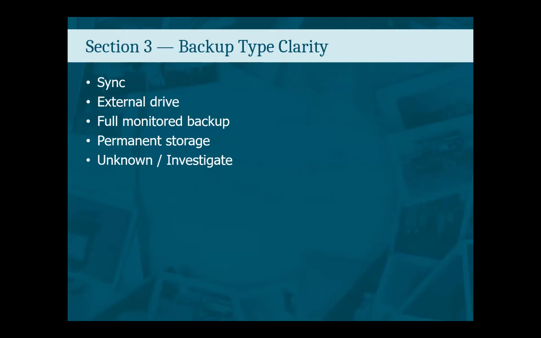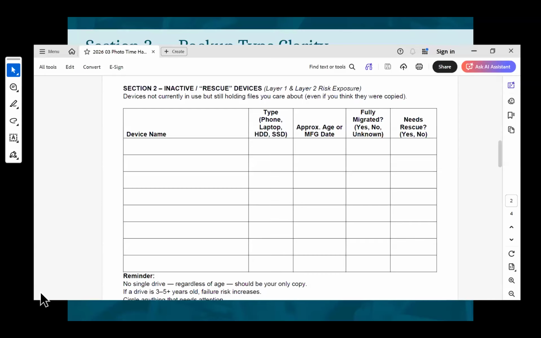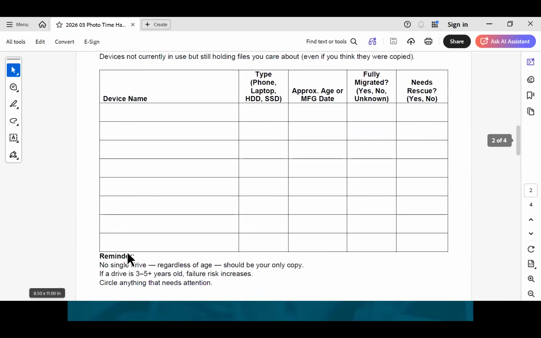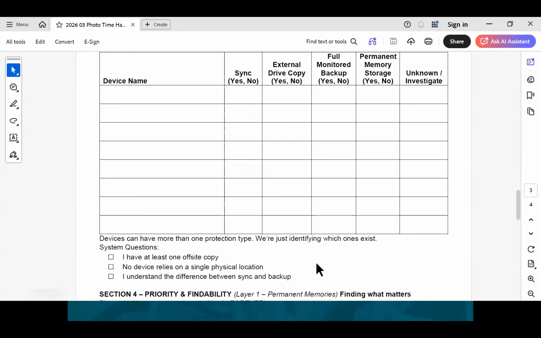And I have found as I was doing some of my audits that you can have devices that have more than one protection type. It is not necessarily uncommon to have that. We're just trying to identify what exists, what you have right now, not judging anything, just auditing, and thinking about your overall system of backups.